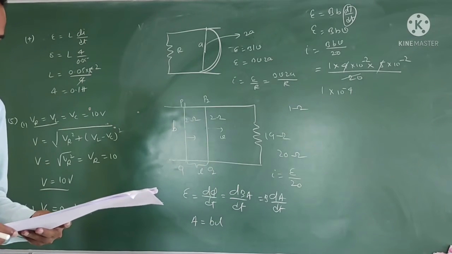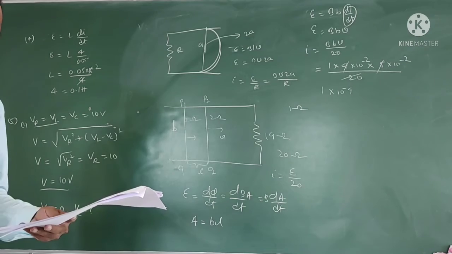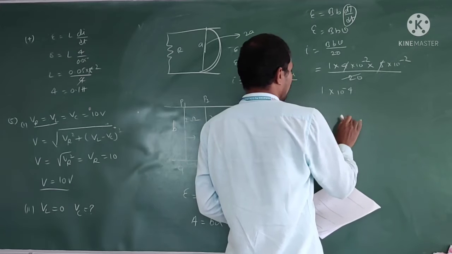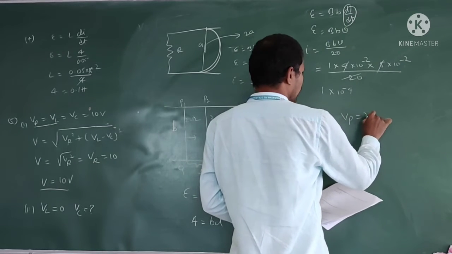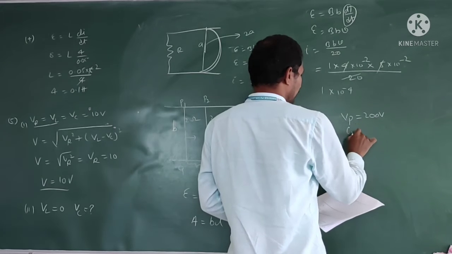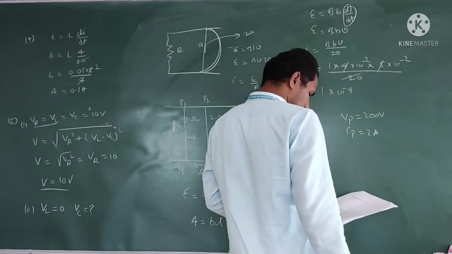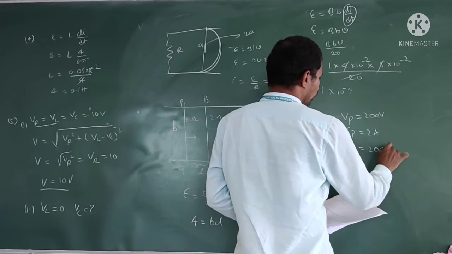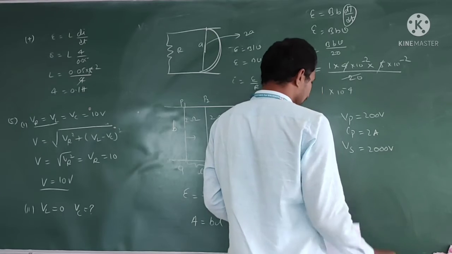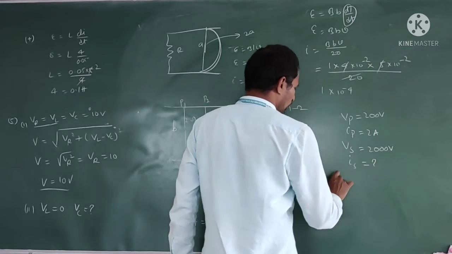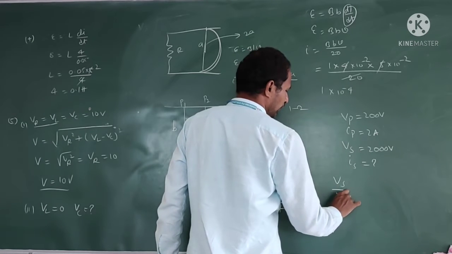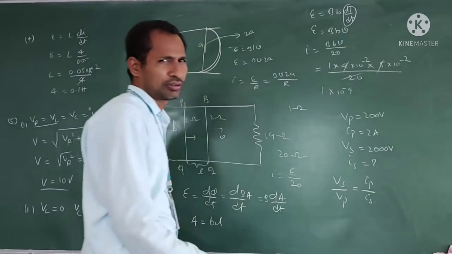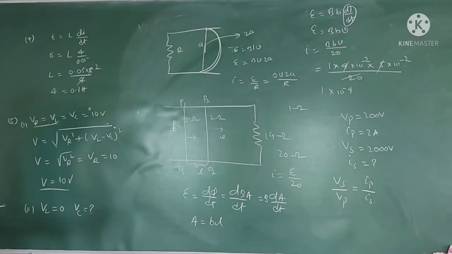Next, 13. In an ideal transformer, the voltage and current in the primary coil, VP is given as 20 volts and current IP is given as 2 A respectively. The voltage in the secondary coil Vs is equal to 2000 volts, and the value of current in the secondary Is. Very simple. Transformer ratio: Vs by Vp is equal to Ip by Is. Direct question, no need to worry about this. You will get the answer 0.2.